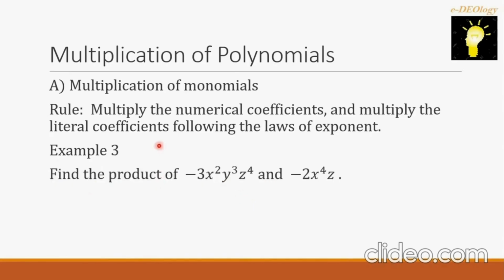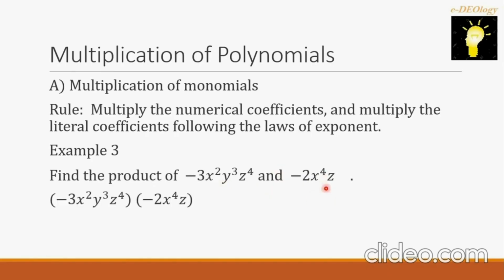Example 3. Sometimes problems will come like this. Find the product of negative 3x squared y cubed z raised to 4 and the term negative 2x raised to 4 z. Let us rewrite the problem into this form, using the parenthesis symbol to denote multiplication. So let's begin the multiplication. Let's start with the numbers.